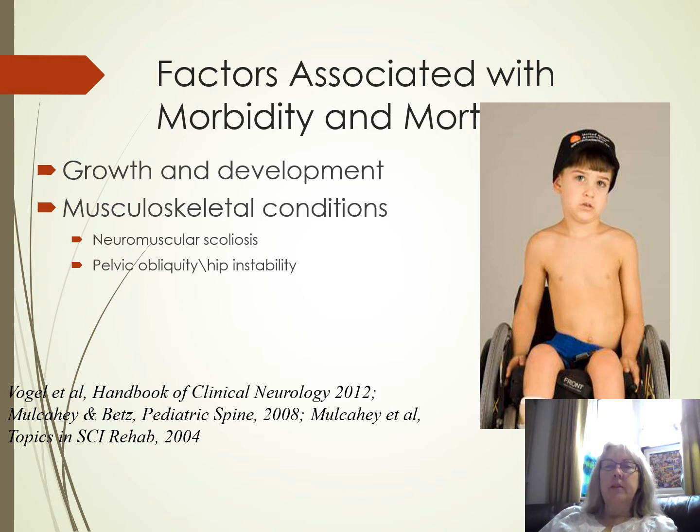So what are the factors that really sort of affect living with spinal cord injury? The two main things that we need to be concerned about are growth and development and the musculoskeletal conditions. We're still seeing far too much neuromuscular scoliosis and also pelvic obliquity and hip instability. So I'm going to spend a little bit of time going through this.